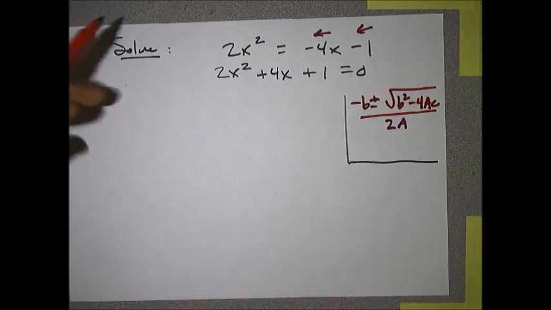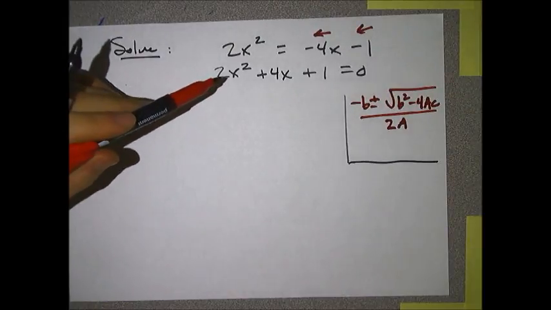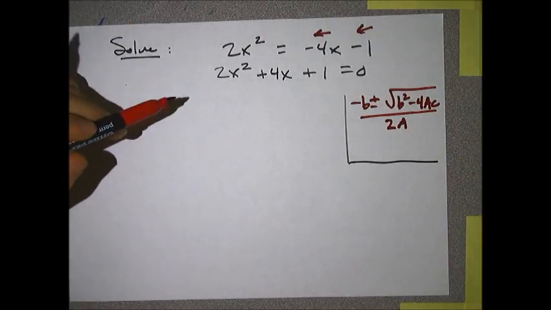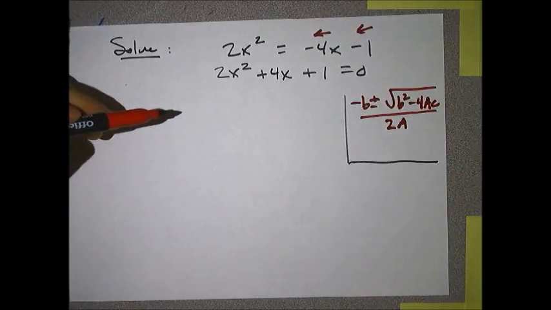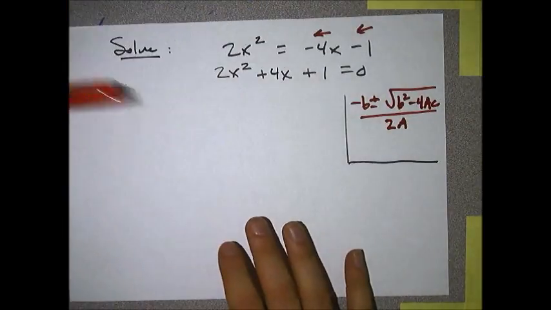So we're going to look at the equation we have up here, the 2x squared plus 4x plus 1, and we want to pick out what is a, what is b, and what is c.